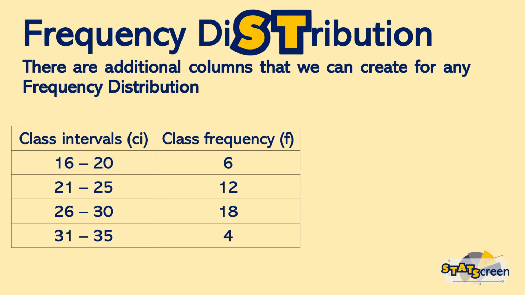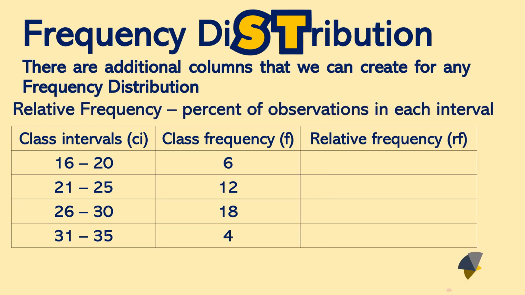The next column that we could add is what we call the relative frequency. The relative frequency is important in a sense that it could also be used to describe our set of data, because it talks about the percentage of observations that will fall in each class interval. Notice that for each class interval, we have class frequency as given here, 6, 12, 18, and 4 respectively. Talking about percentage, that's your relative frequency.